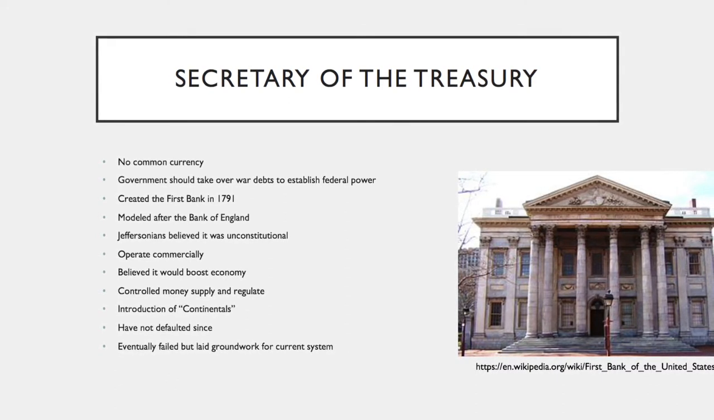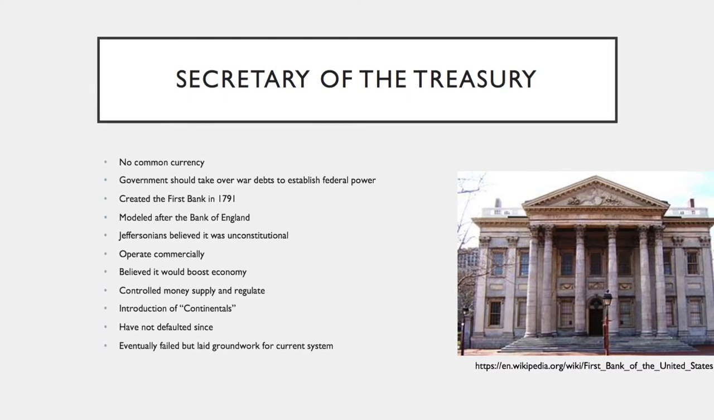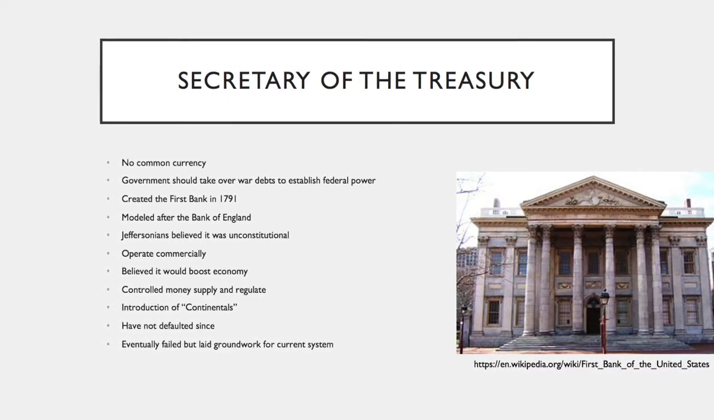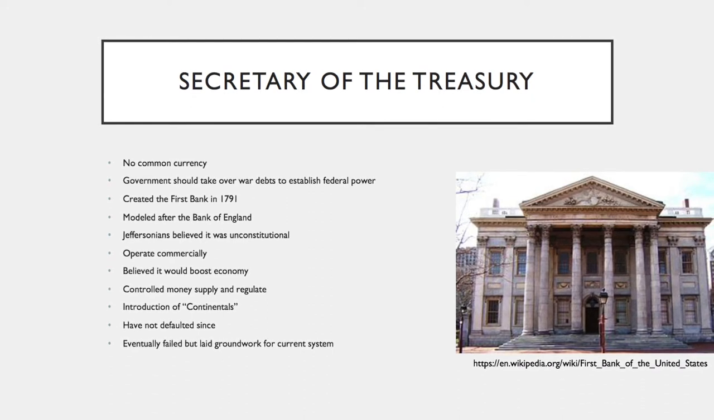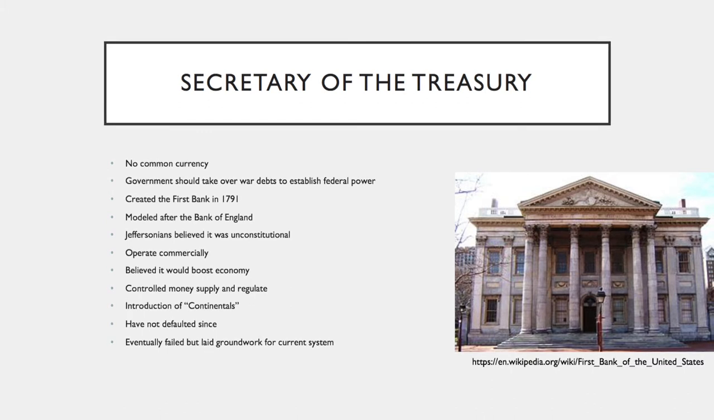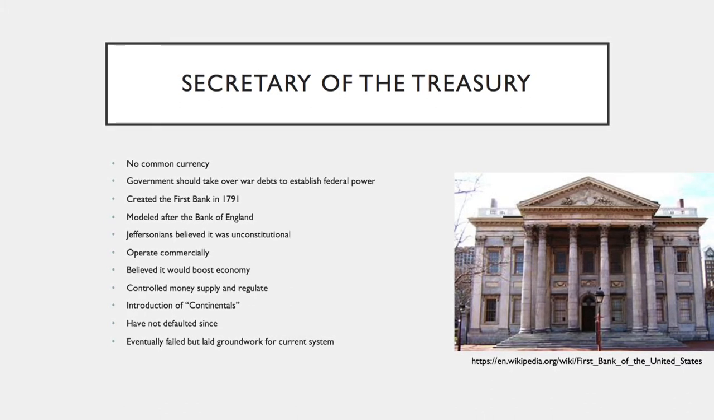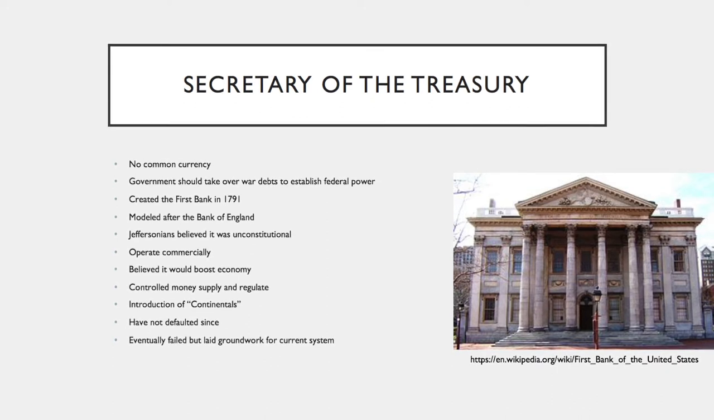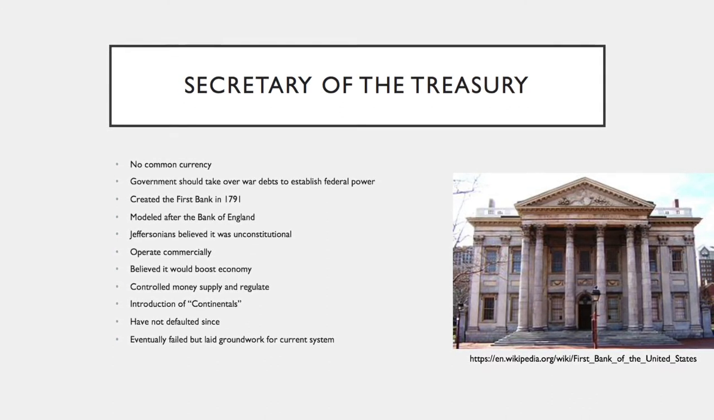He modeled the bank after the Bank of England and obtained $10 million for startup capital from selling stock in the bank. Jeffersonians believed that the bank was an unconstitutional use of federal power. Hamilton believed the Constitution did not have any indication of banking, so he established 8 branches in major cities of the colonies and had the main branch in Philadelphia.